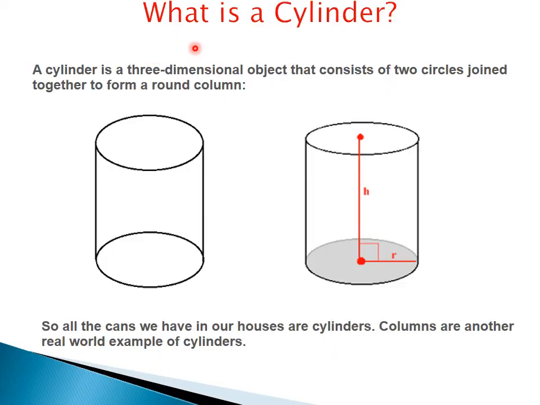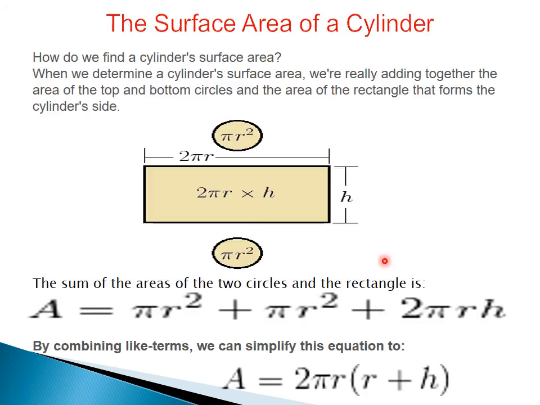Here this is very important. What is a cylinder? A cylinder is a three-dimensional object that consists of two circles joined together to form a round column. This is a round column. All the cans we have in our houses are cylindrical. Columns are another real world example of a cylinder. Here you can see this is called height, this is called r, this is called radius.